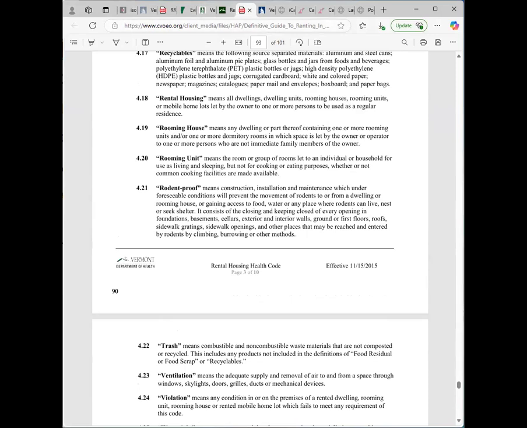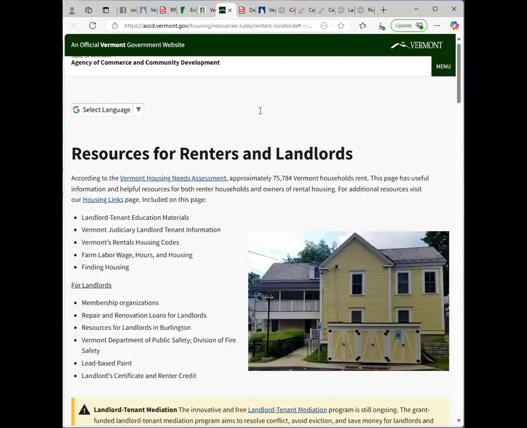There's a couple different ones I wanted to go through, and then we will check on how I'm doing with providing the 4 items that I told you I would. So this is resources for renters and landlords. This is one of the hyperlinks that I provided in the description. An official Vermont government website. This is the Agency of Commerce and Community Development, and it is specifically resources for renters and landlords.